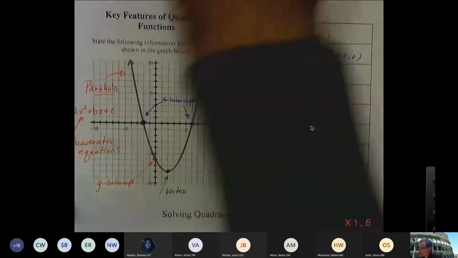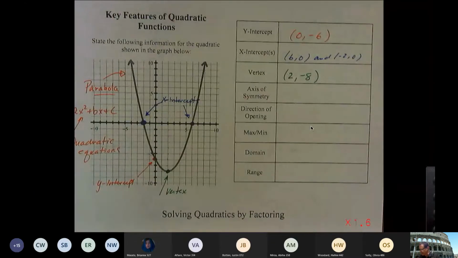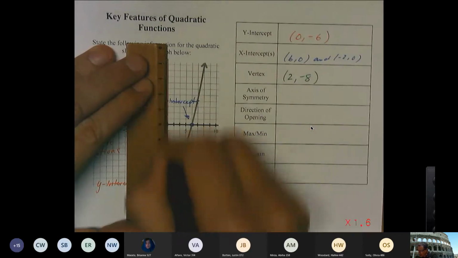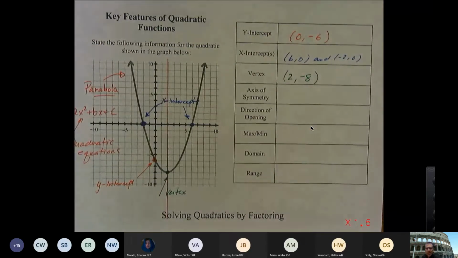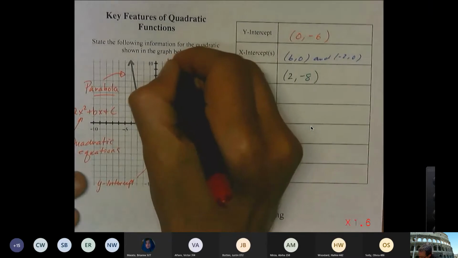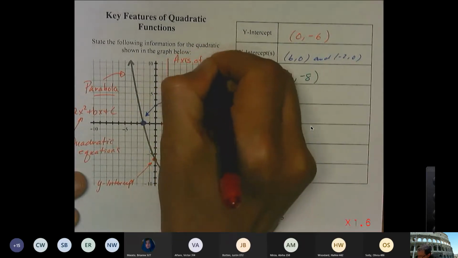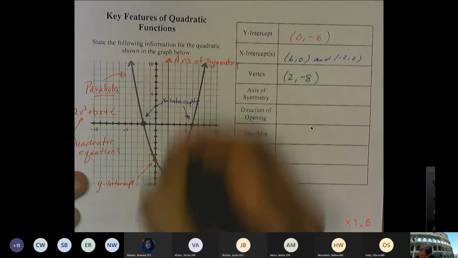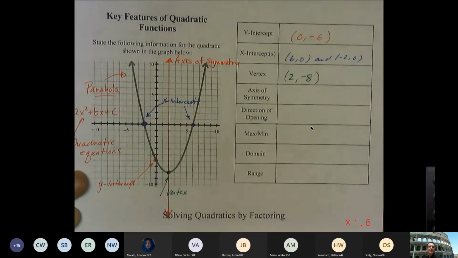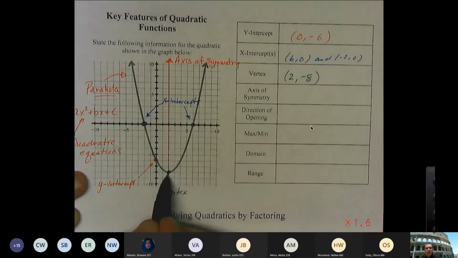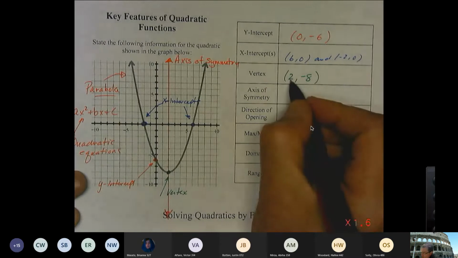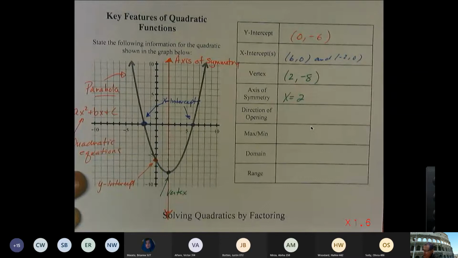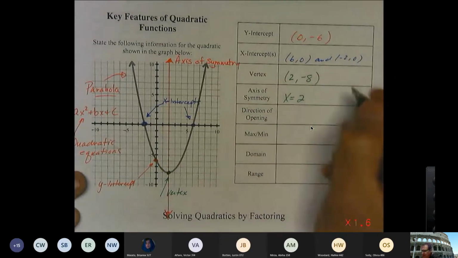The axis of symmetry. The axis of symmetry is the line that cuts the parabola directly in half, symmetrically. So this is your axis of symmetry. Right there. Okay? Notice that the vertex lies on your axis of symmetry. This value will always be the axis of symmetry, whatever the x value is in the vertex.